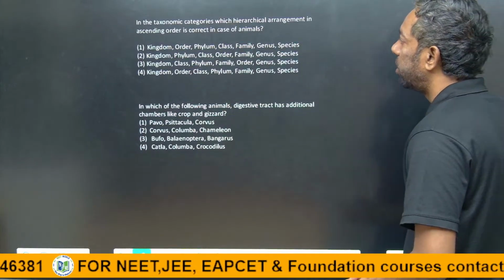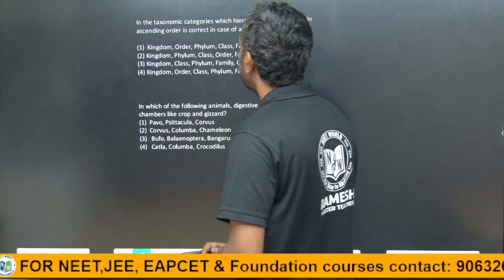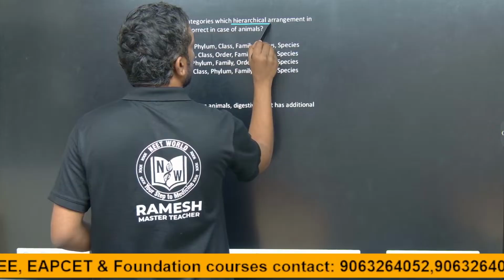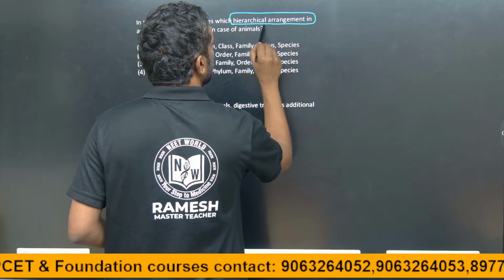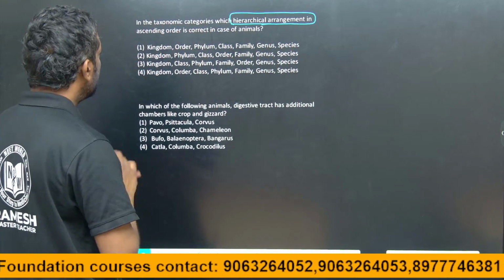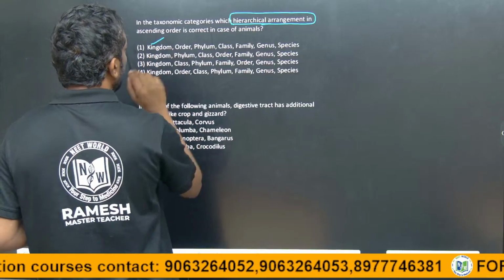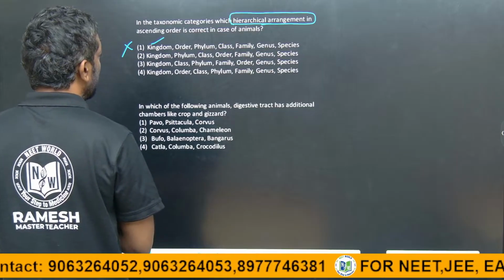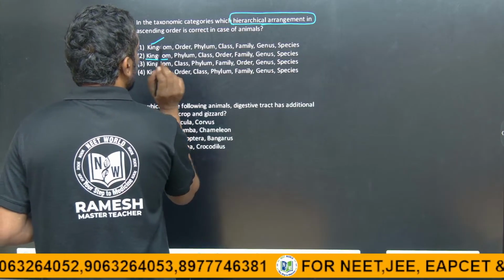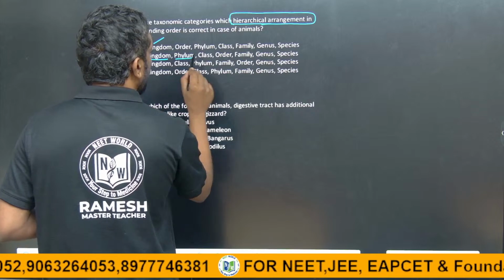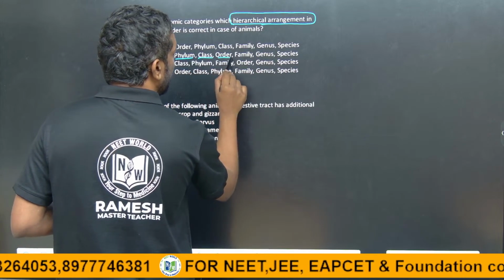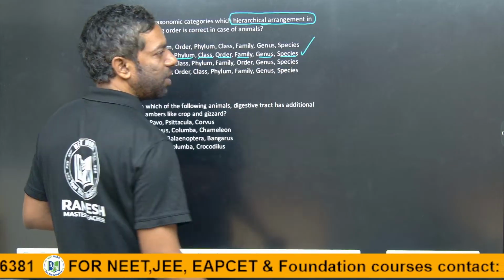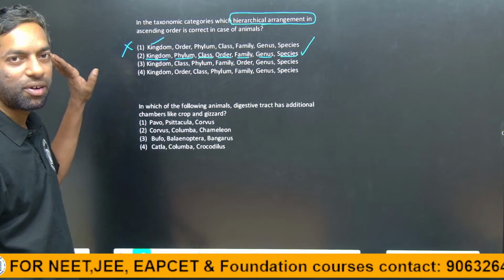Yeah, next question. It is a very easy taxonomy question. They asked about the hierarchical arrangement. Just look into this. Kingdom, after kingdom there is order? No, it is absolutely wrong. Kingdom, Phylum, Class, Order, Family, Genus, Species. This is the absolute answer. Nothing to worry about in this question.